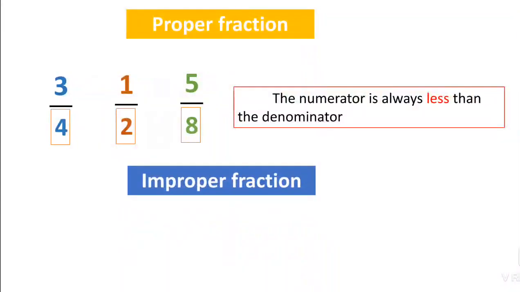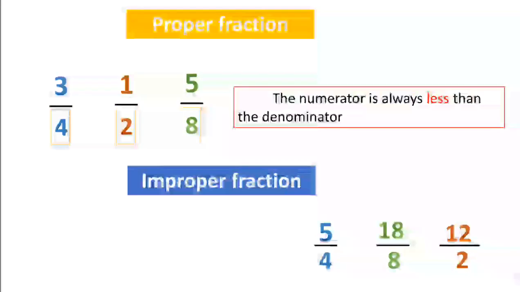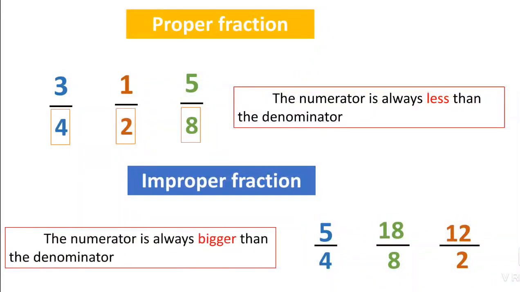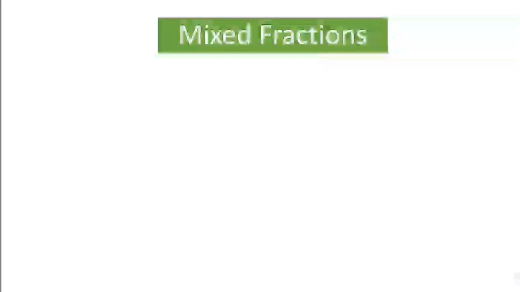Next, improper fraction. Let's see these examples: 5/4, 18/8, 12/8. Clearly we can say the numerator is always bigger than the denominator. Okay, next, mixed fractions. We know mixed fractions are a combination of a whole number and a fraction.